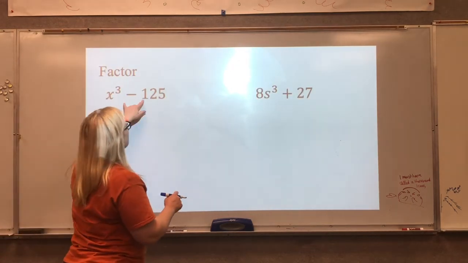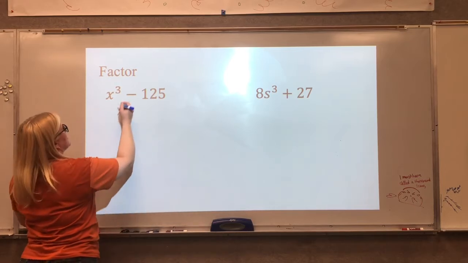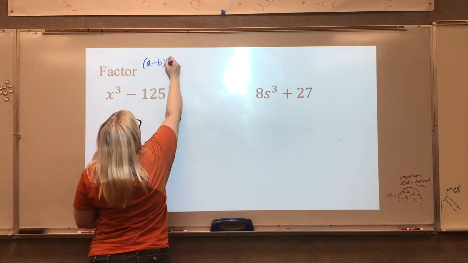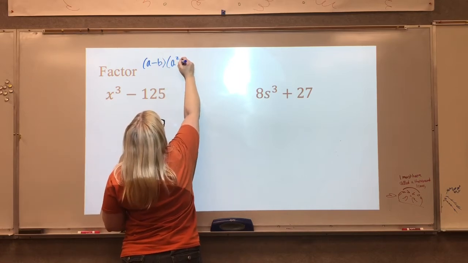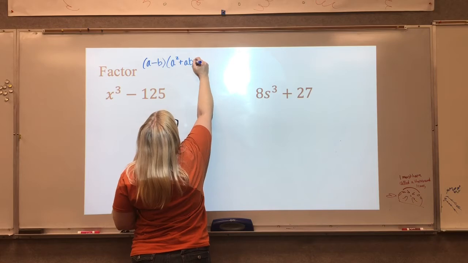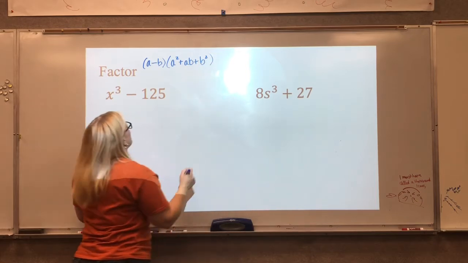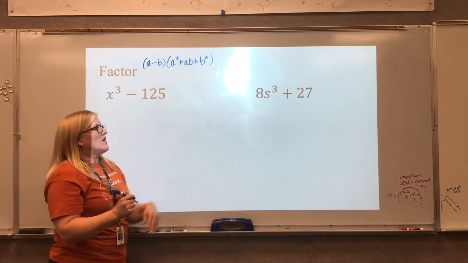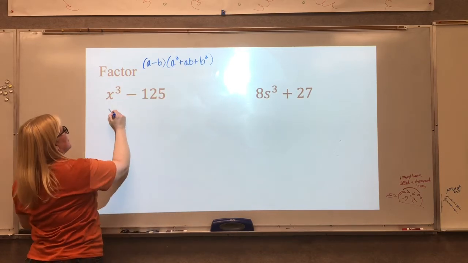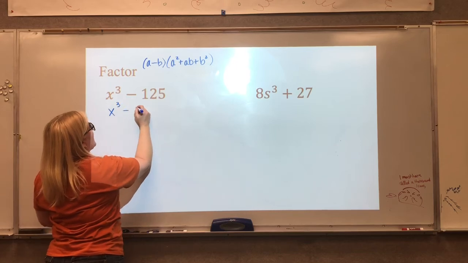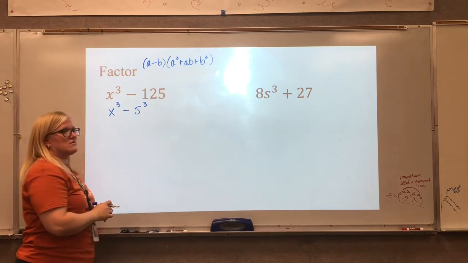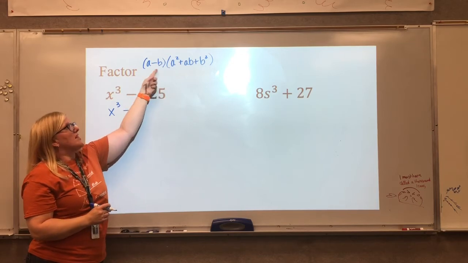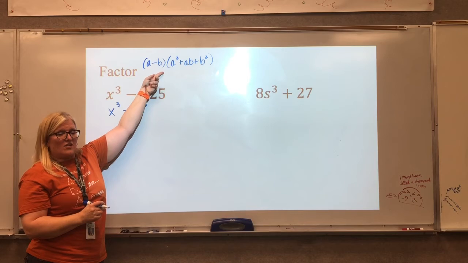All right, the difference of two cubes is this: a minus b times a squared plus ab plus b squared. Now how in the world am I going to make this look like this? Well, I can rewrite this as x cubed minus 5 cubed. This is my a and this is my b. So now I drop it into this equation here.